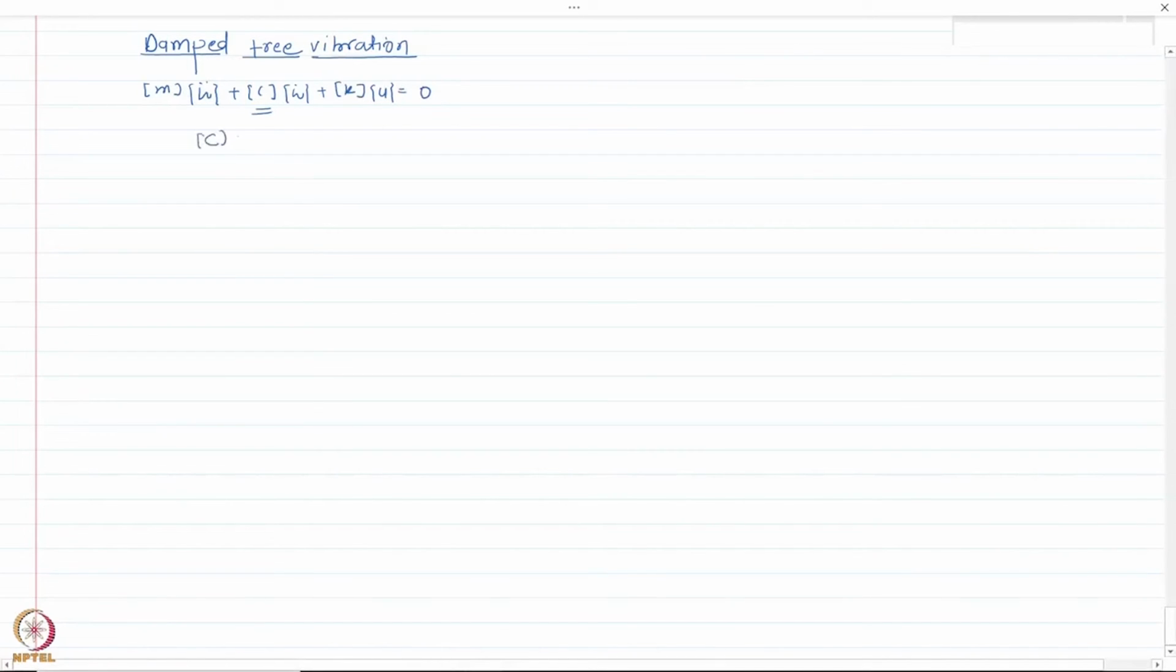Now, if C is a classical damping matrix, let me write it here: C is a classical damping matrix if it can be diagonalized. And how do we diagonalize this?